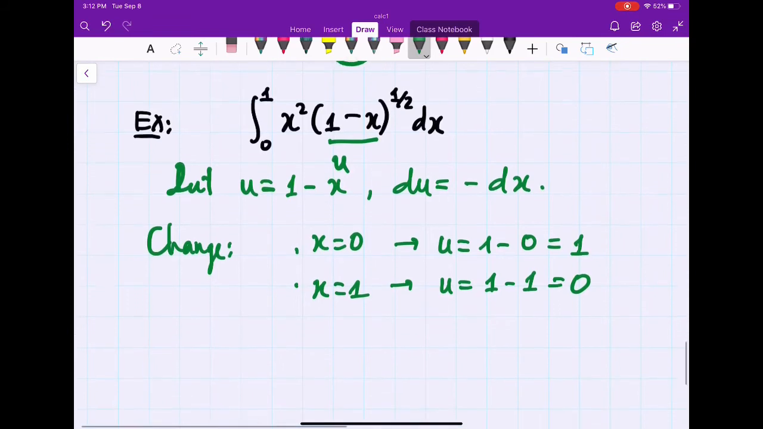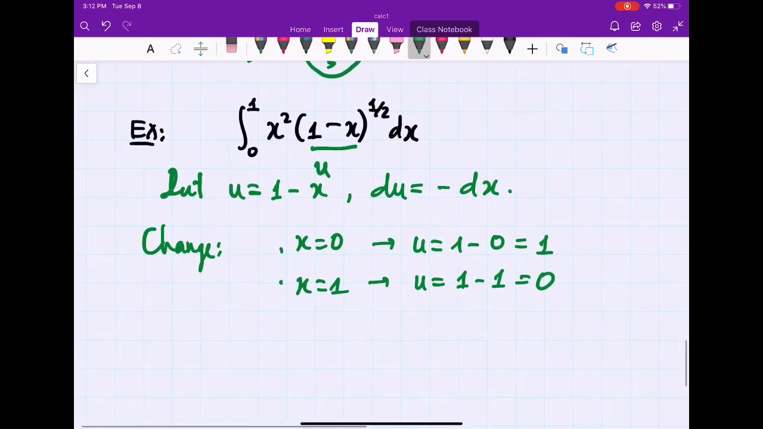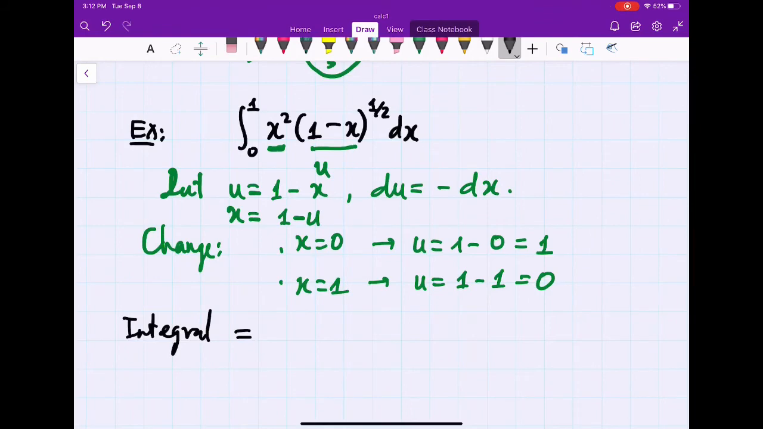So see, that changed, right? And of course, you need to rewrite x. In this case, x is just 1 minus u. So your integral looks like this: instead of 0, you should have 1, and instead of 1, you should have 0. So you integrate from 1 to 0. But there's nothing wrong with that. It's just in another direction.